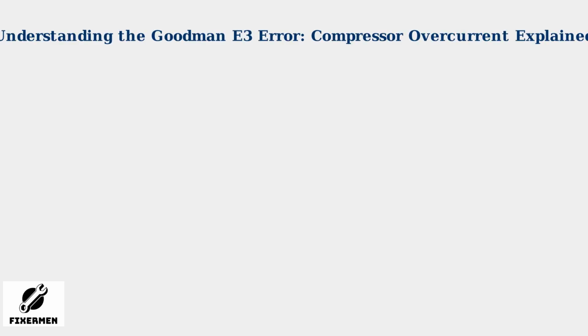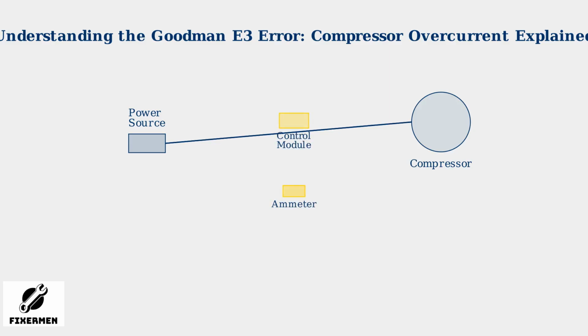The Goodman E3 error code signifies compressor overcurrent protection. This means the system's control module has detected excessive current draw from the compressor motor, typically exceeding 15 to 20 amps depending on the model. This safety mechanism activates to prevent motor burnout or electrical fires by monitoring current flow through the compressor circuit.